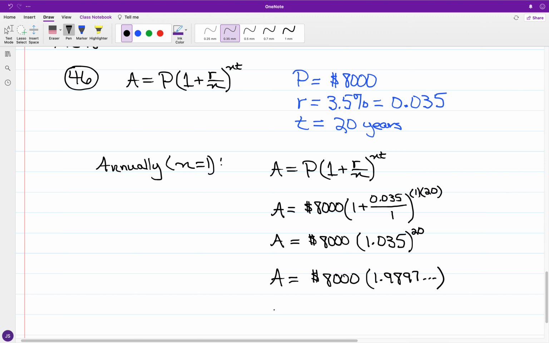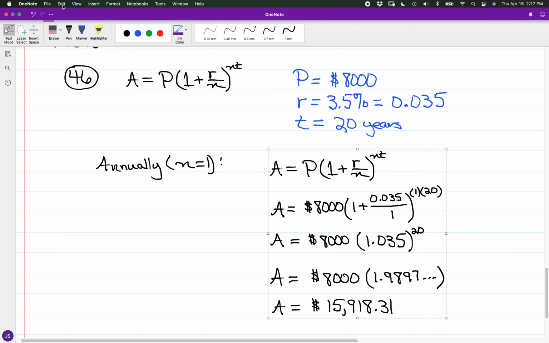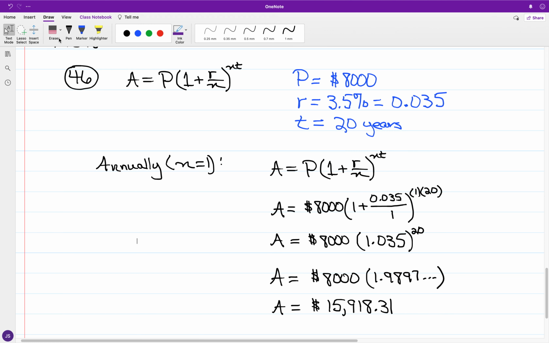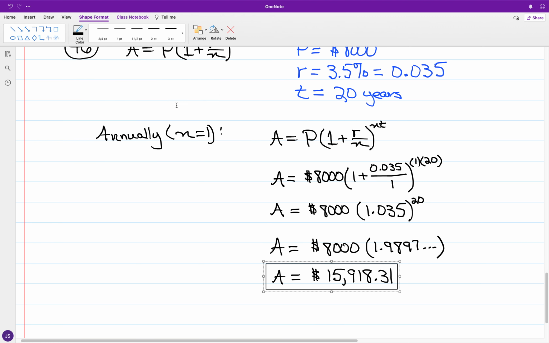And keeping the decimal and multiplying by $8,000, the future value will be around $15,918 and 31 cents. All right. So this is what we have in the case of annual compounding. So 15, 9, 18, 31.